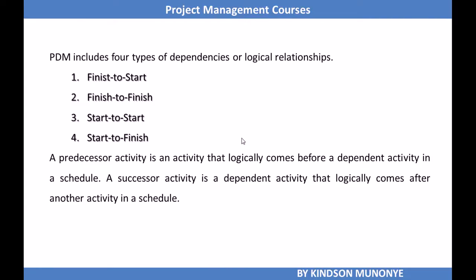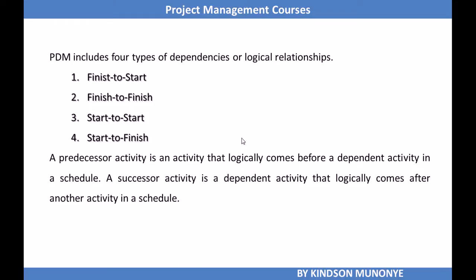Precedence diagramming method includes 4 types of dependencies. Dependencies are also called logical relationships, and they are finish to start, finish to finish, start to start, and start to finish. We are going to examine these in the next screens.